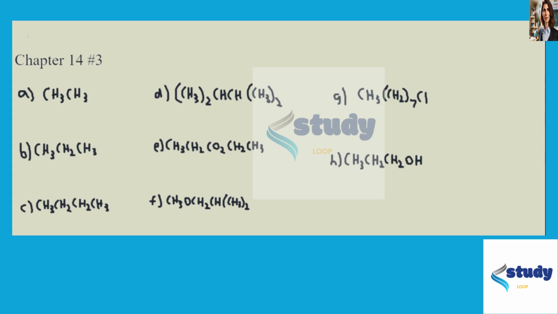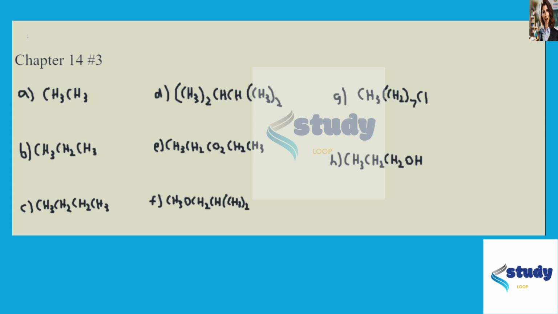This is the answer to Chapter 14, problem number 3 from the Smith Organic Chemistry textbook. This problem asks us how many 1H NMR signals does each compound show? Remember that each different type of hydrogen, each different proton in a molecule, is going to give its own signal. And so the number of different types of hydrogens is going to determine the number of signals.